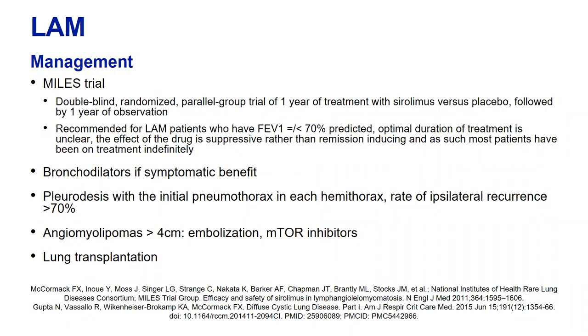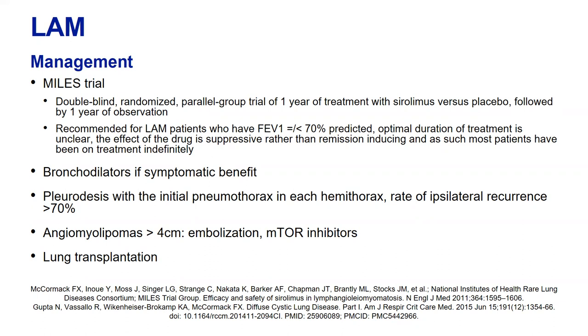So there is one very large trial that comes across. It's called the MILES trial. It's a Multicenter International LAM Efficacy of Sirolimus trial. So this is a double-blinded, randomized parallel group trial. And for 1 year, the intervention was either sirolimus versus placebo, and then they followed the patients for 1 year after, observed them. So your inclusion criteria, you had to have a definitive diagnosis of LAM, and you also had to have an FEV1 that was less than 70%.